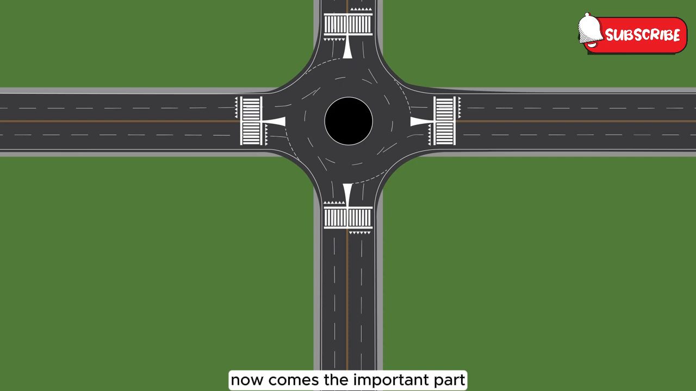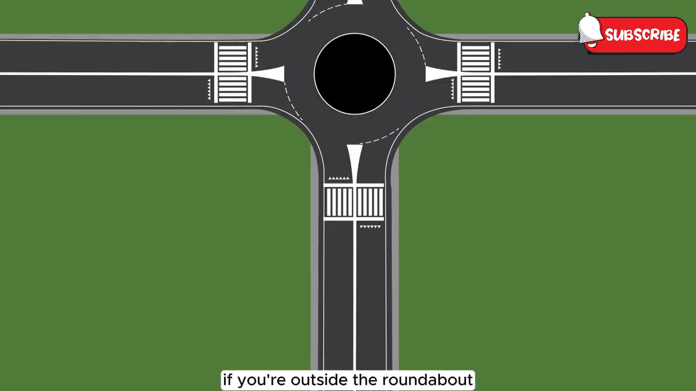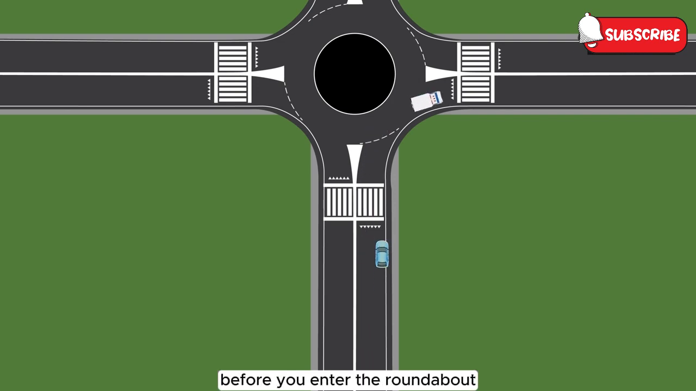Now comes the important part. Sharing the road with emergency vehicles. If you're outside the roundabout and you hear an emergency vehicle approaching, then make sure you pull over to the right if you can safely do so. Let the emergency vehicle pass before you enter the roundabout.